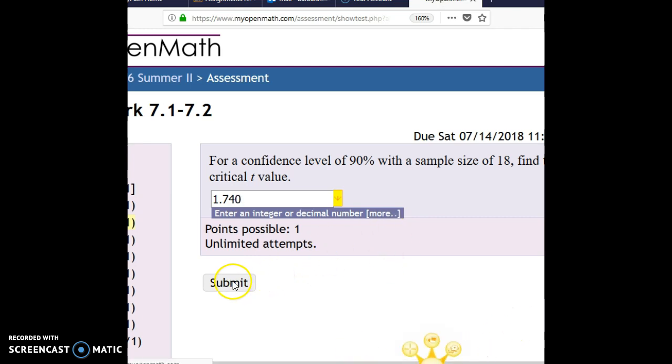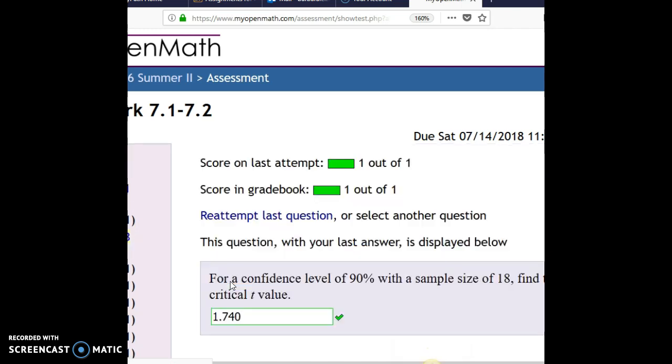And let's see if it likes that. Yeah, it did. All right. So the big thing there is just remember, put the positive and not the negative t-value that you get when you're dealing with these confidence intervals.